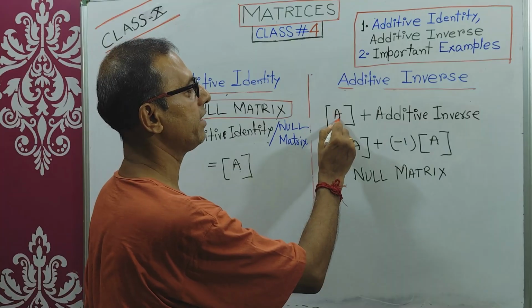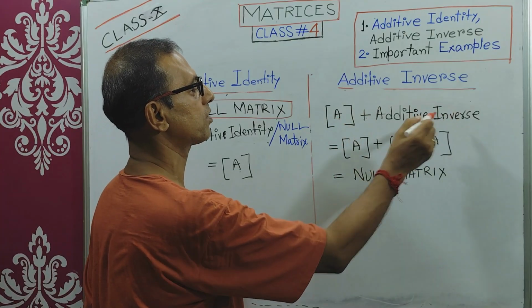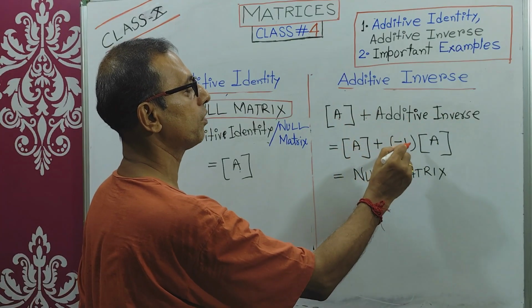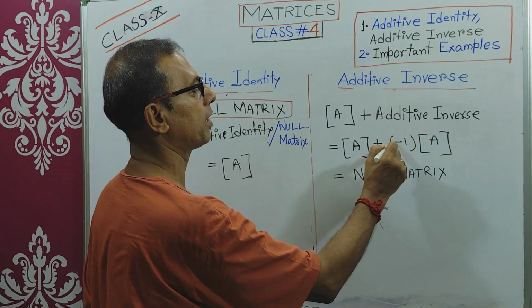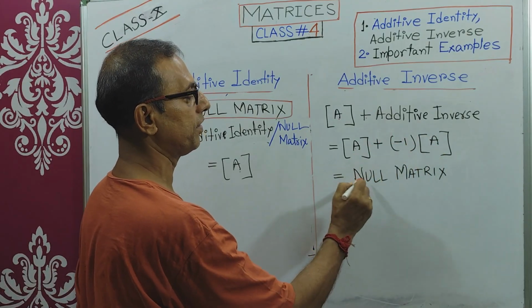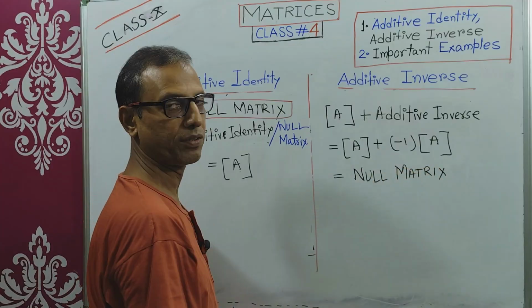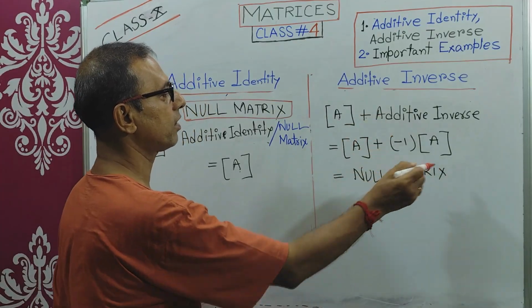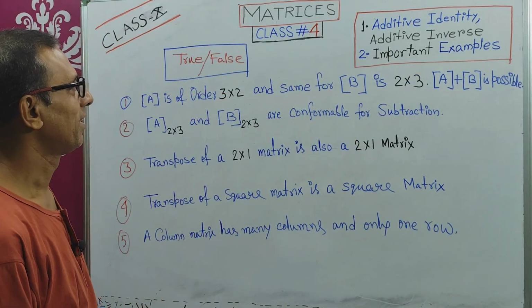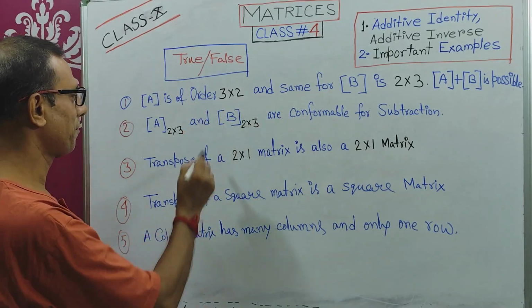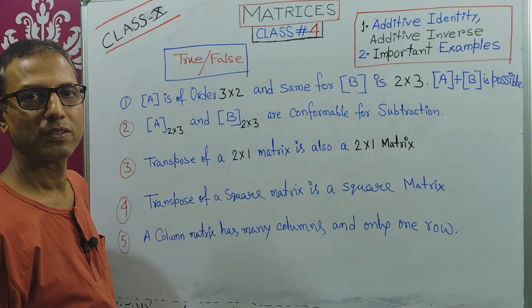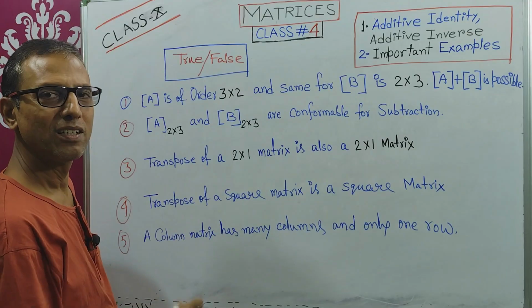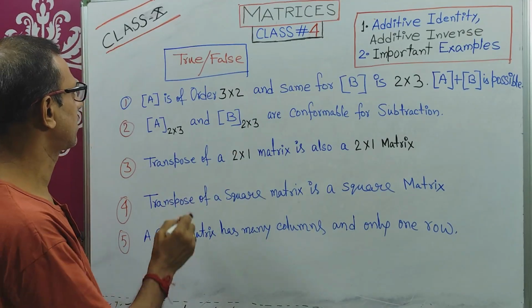So A is the matrix, plus its additive inverse, means A plus the matrix A multiplied by -1. That means the resultant matrix is the null matrix. So basically this is the relationship. Okay, let's do a few true false statements. Just analyze, just conceptual things, nothing else, right?